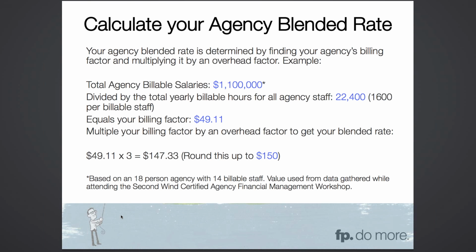But if you have a traffic manager who is going to be 300 hours billable in the year, then include those 300 hours in that calculation. Include 30% of their salary in part of the billable salaries, and take the other 70% and put that into the agency expenses to calculate the overhead factor.